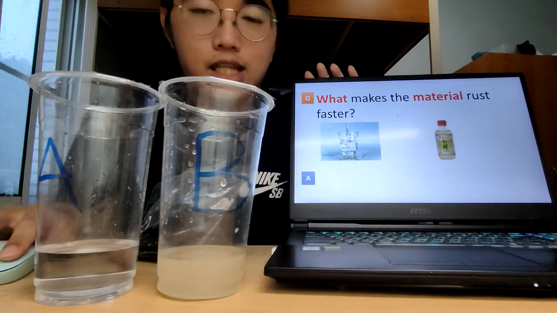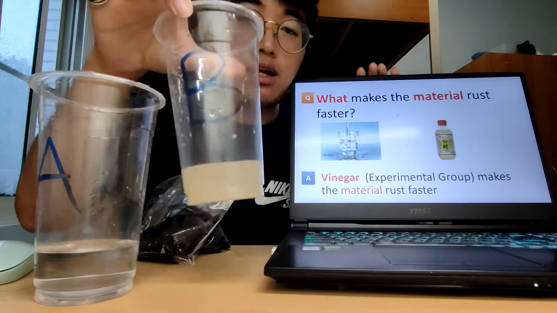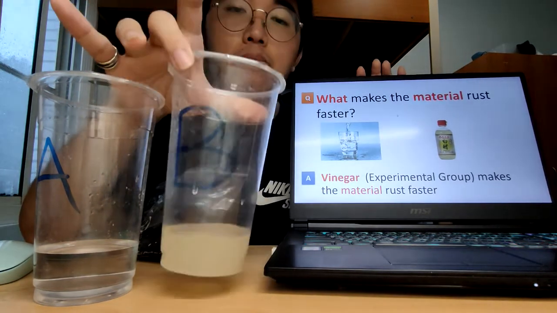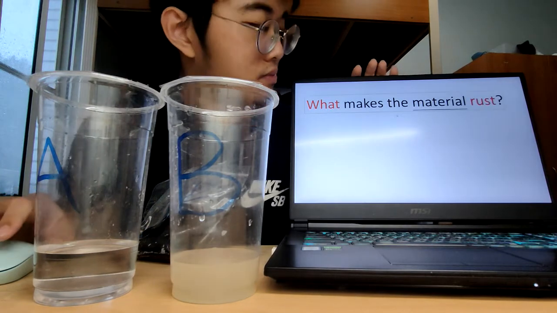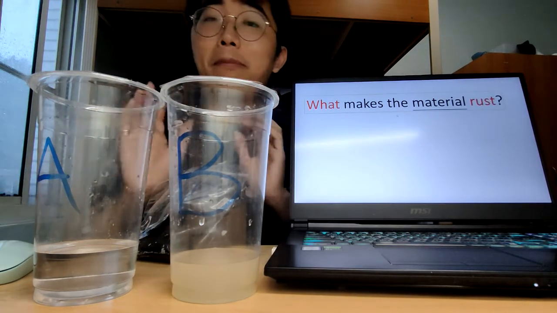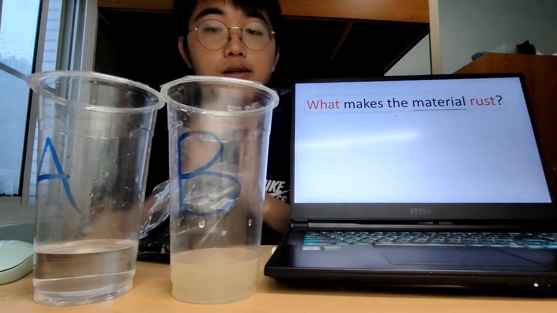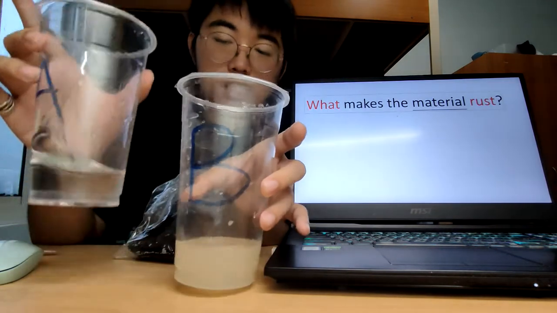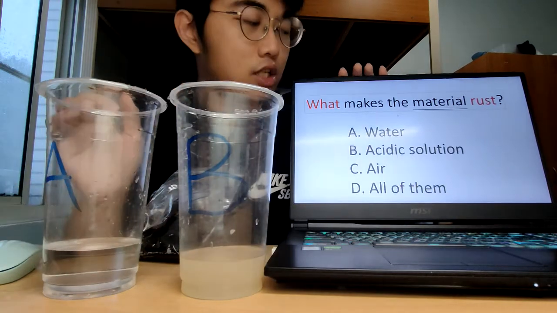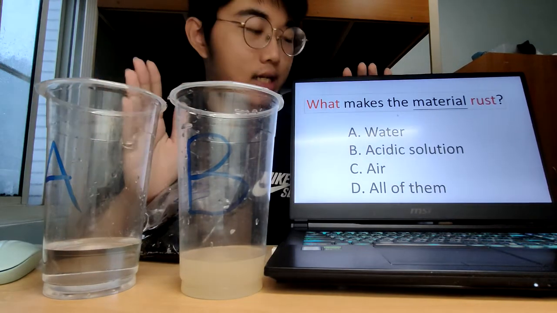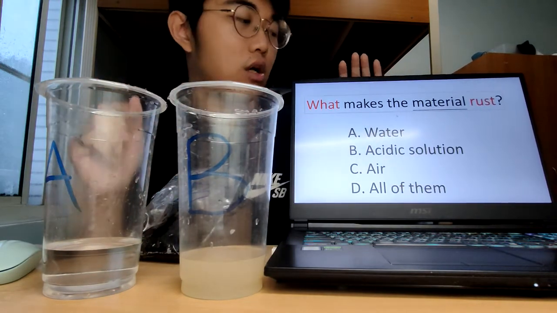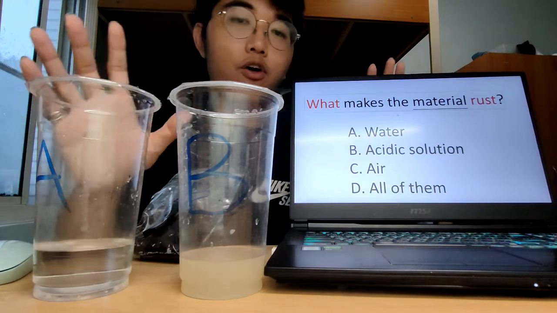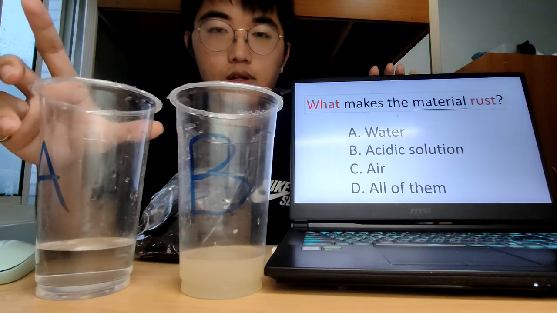Now I'll show you the answer. Vinegar makes the material rust faster. The vinegar makes the material rust faster. So, what makes the material rust? We learned that this is an acidic solution, and this is the water. Here's the question. Water, acidic solution, or the air? Okay, or all of them.